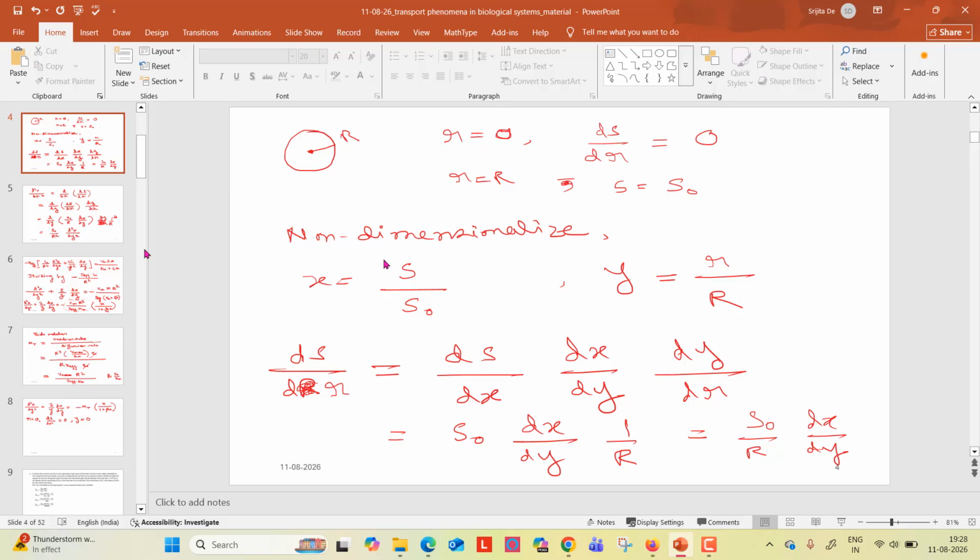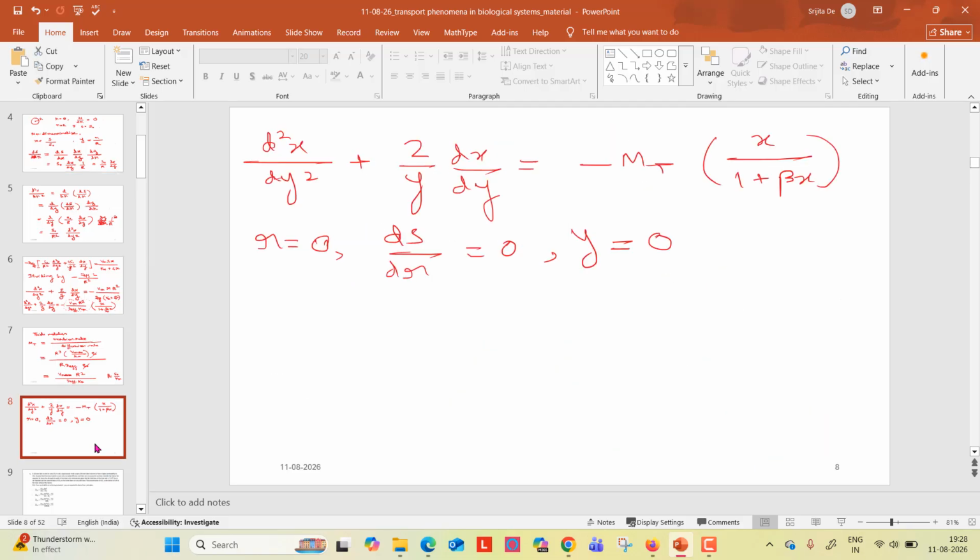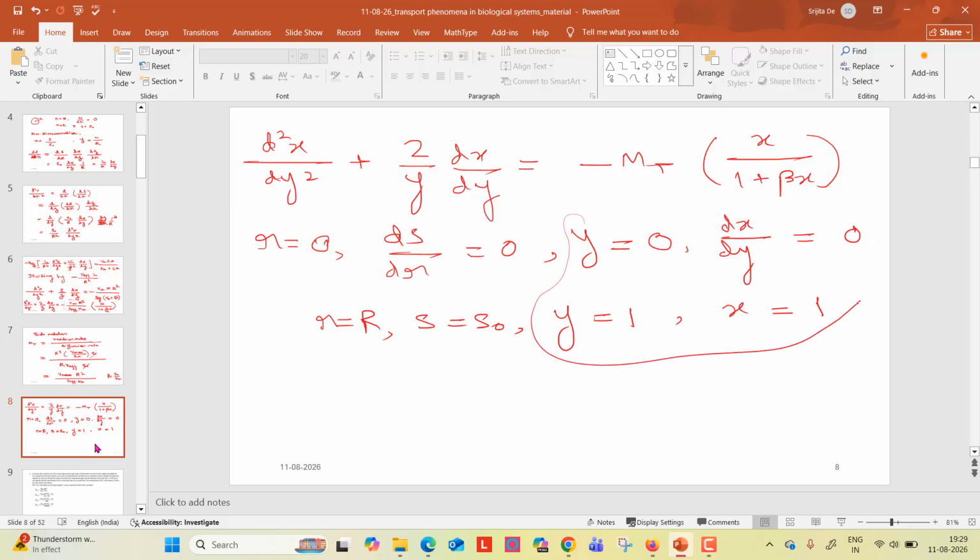So ds/dr = 0 means dx/dy is also 0. And at r = R, s = s0, right? So now if you remember, y = 1 because it is capital R by capital R. Y = 1, and s = s0 means x is also 1, right? Do you remember? So these are your new set of boundary conditions.